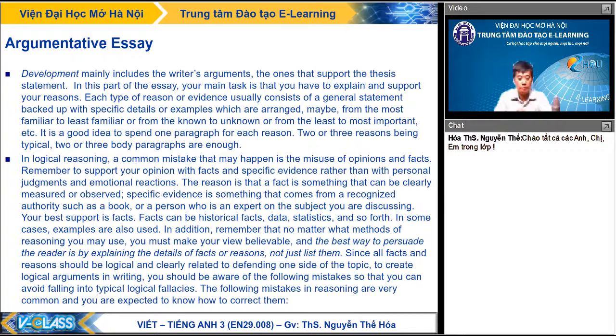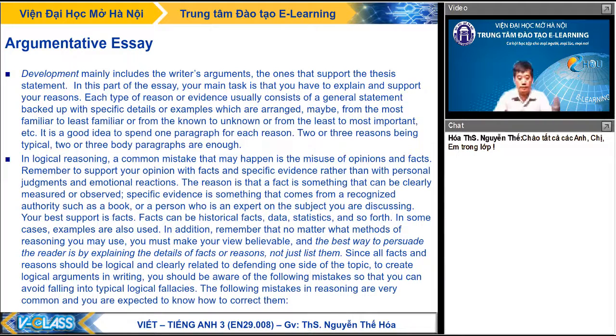Now, next, in the development, the body of the essay always tries to show the writer's argument. And that is the main part. Each type of reason or evidence usually consists of a general statement, backed up with specific detail or example, which are arranged maybe from the most familiar to least familiar, or from the known to unknown.